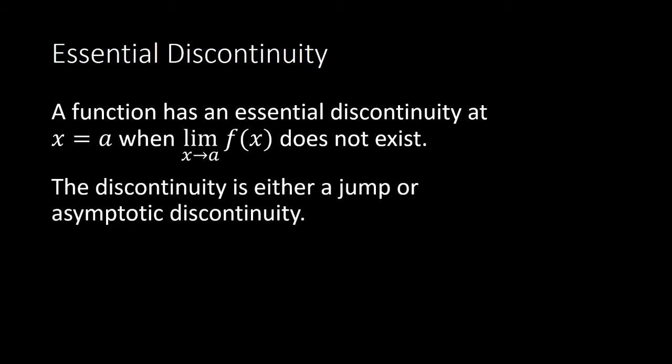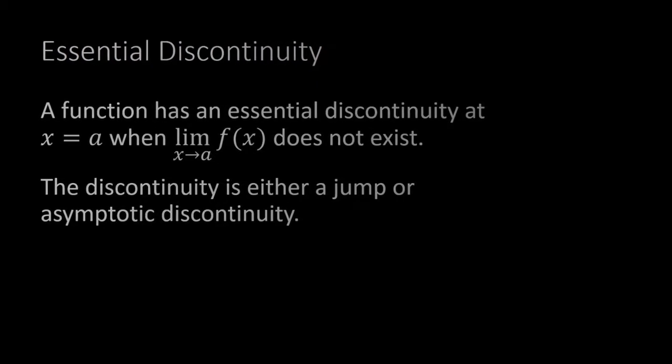And it can happen in two ways. Either the discontinuity is a jump discontinuity, or it is asymptotic discontinuity. Okay, so what I'm going to do is I'm going to flash to you functions, their graphs. One is removable and one is an essential discontinuity.